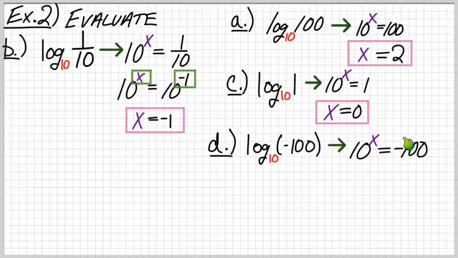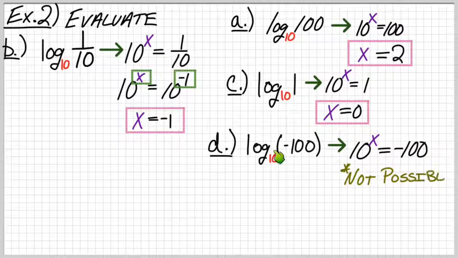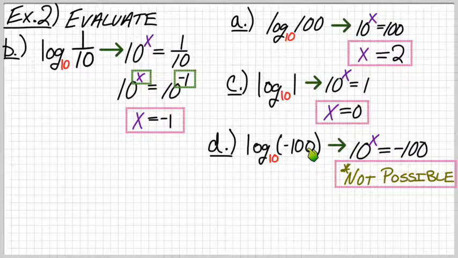So there's really nothing you could plug in for x that would give you negative 100. We know if you plug in 2, you get positive 100, but there's nothing you could plug in to get negative 100, so this one is not possible. You can't evaluate the log of negative 100. And more generally, you can't take the log of any negative number.